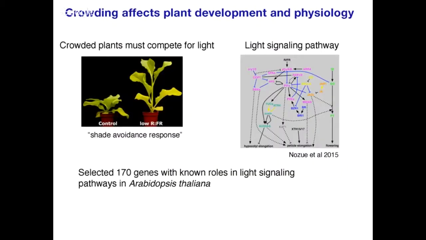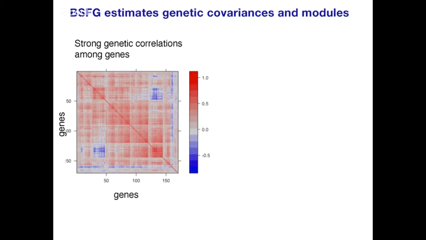So it's well known that crowded plants must compete for light, and they do this by a typical shade avoidance response involving elongated petioles and internodes. And a lot of this is regulated by various light signaling pathways, which are fairly well characterized. And so to test out this approach, we selected, or Cody selected, 170 genes with known roles in the light signaling pathways. And so then we applied this model to this data set with 800 individuals and 170 different traits or characteristics. And these are some very, very preliminary results.